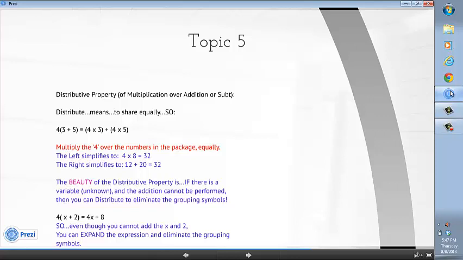Okay, so that sort of wraps that little introduction or reminder up about these properties, the commutative property, associative property, and distributive property. And that's sort of our first installment on properties.